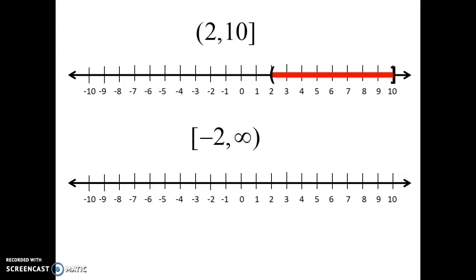Next, we have a bracket at -2, and for anything that is going towards infinity, you end it with a parentheses, because infinity is not included in the answer. The reason you have a parentheses is because you can't actually show what infinity is. It's more of an idea than an actual number. So in this case, you're going to graph your interval notation to the right, and it's going to just keep going with an arrow.